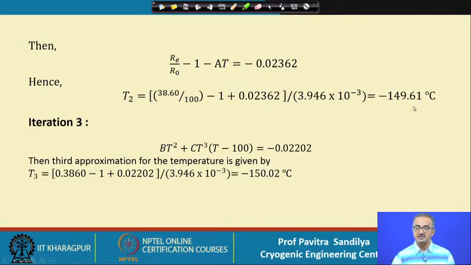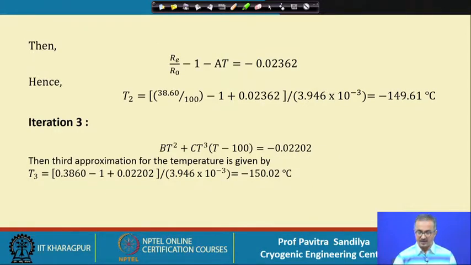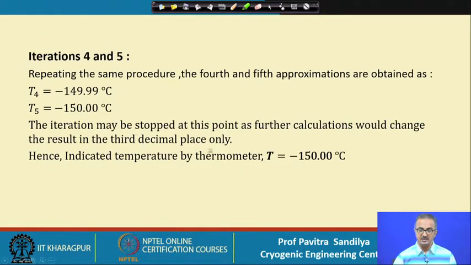Now, with this temperature again we go back to this expression, put this temperature value here, and re-estimate the temperature, and that way we keep on doing this iteration. We find that in 4 or 5 iterations we almost approach a constant value, and because these values are almost the same, we take the final temperature to be minus 150 degree centigrade. So, this is a very simple method where we linearize the expression and go for a successive substitution method to get the root of the equation. So, this is one of the ways.